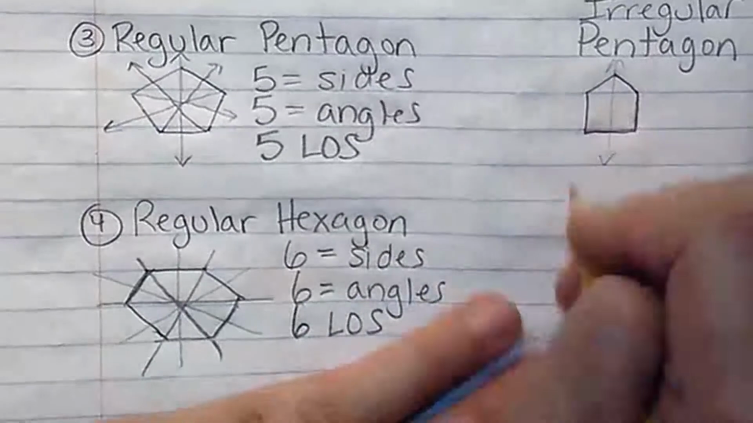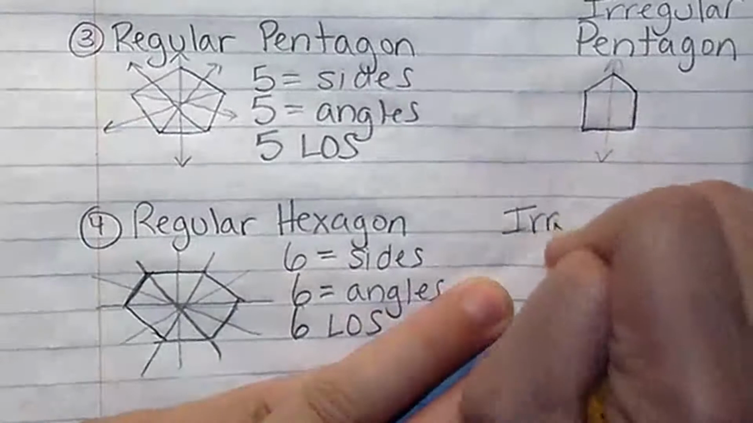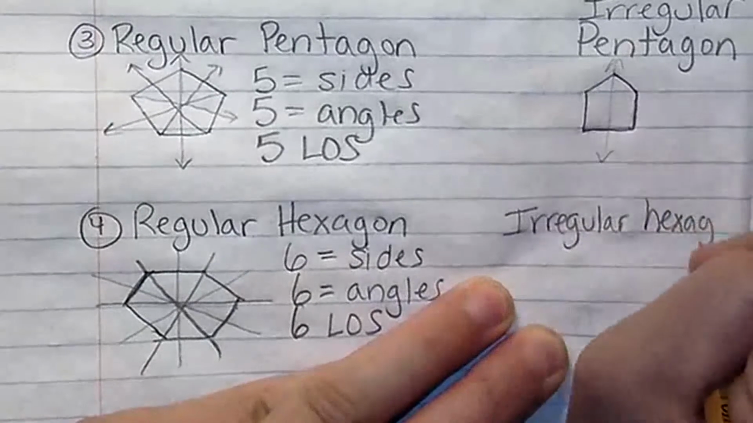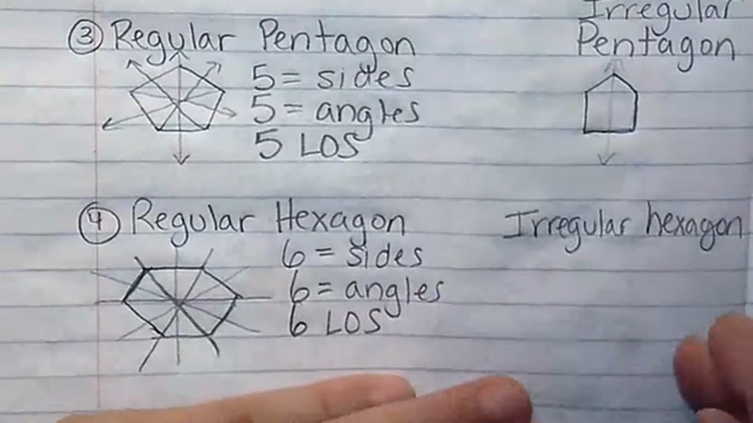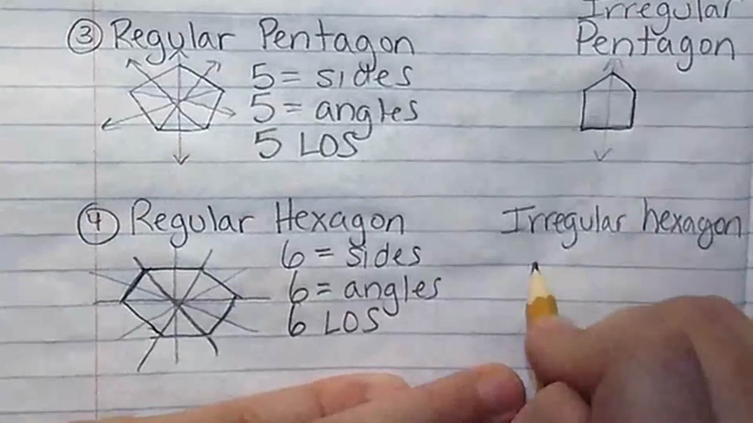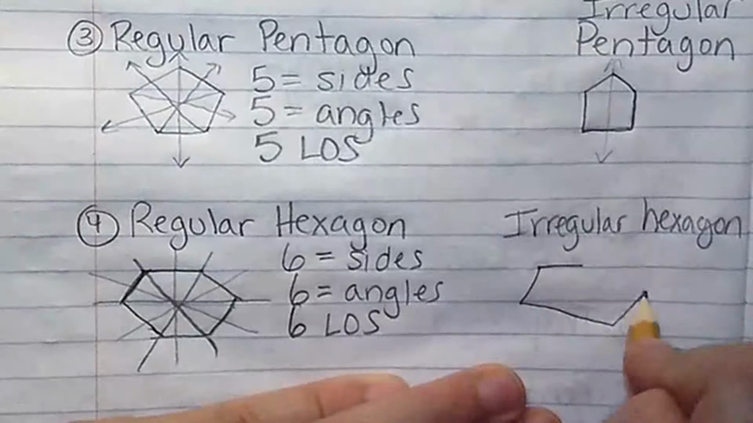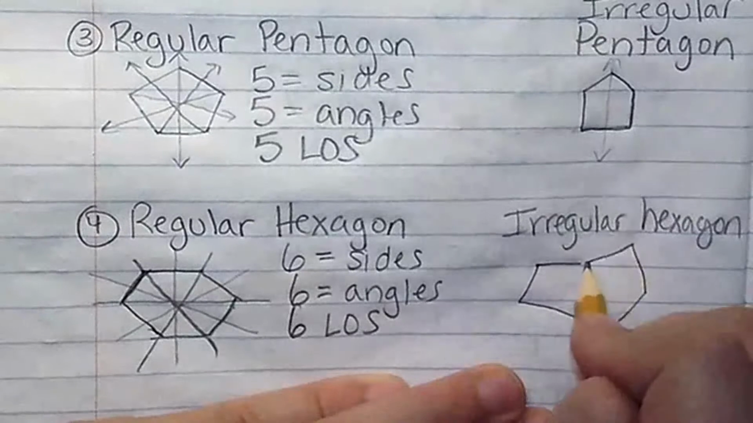An irregular hexagon would just be a 6-sided shape. 1, 2, 3, 4, 5, 6.